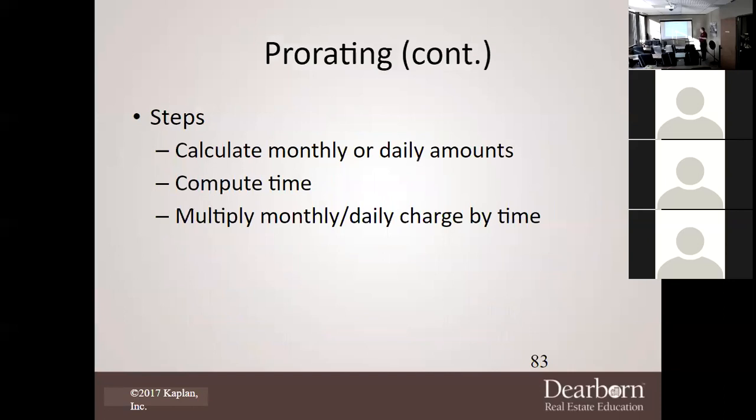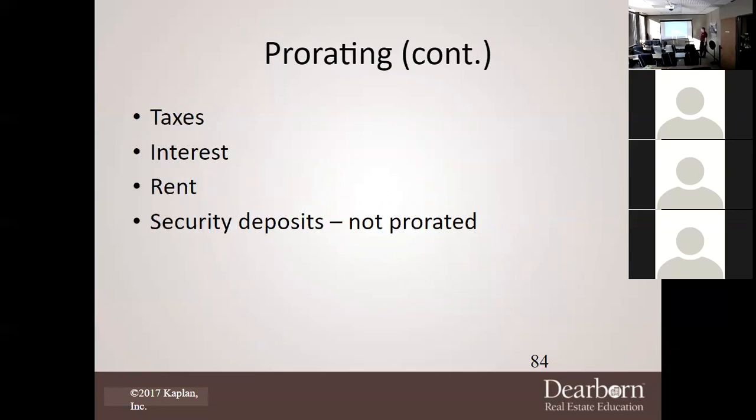Okay. Again, we've talked about this before, about steps of prorating. Again, it's to calculate the monthly and daily amounts as well as computing time. Multiply the monthly by the daily charge by the time. So you take the monthly amount, divide it, multiply it by the daily charge, and you get your normal prorated amount.